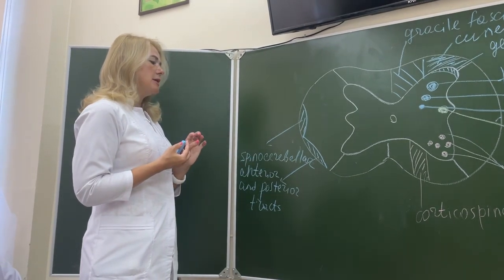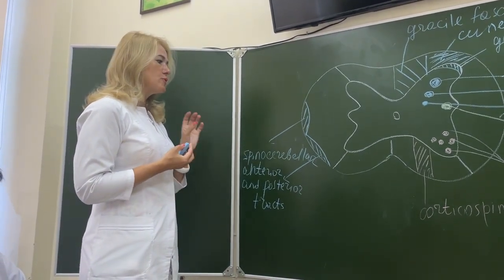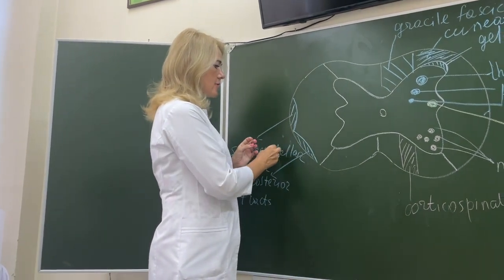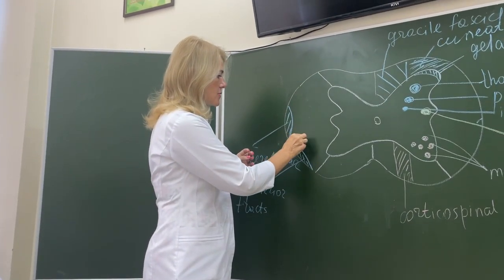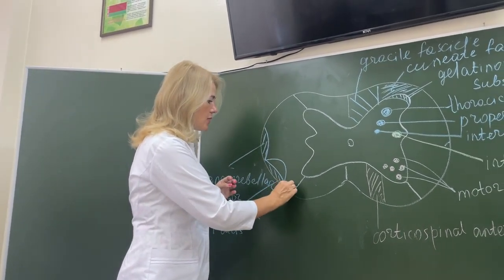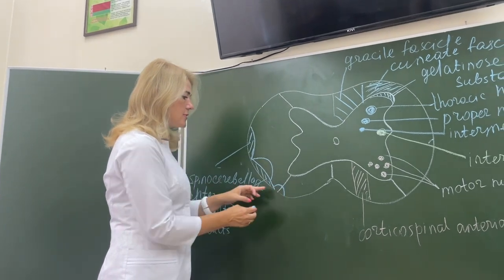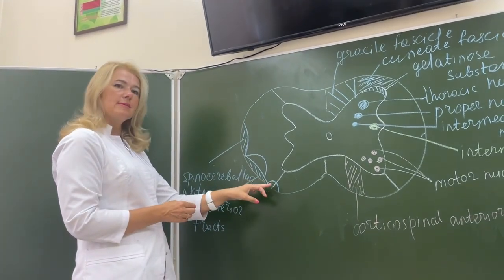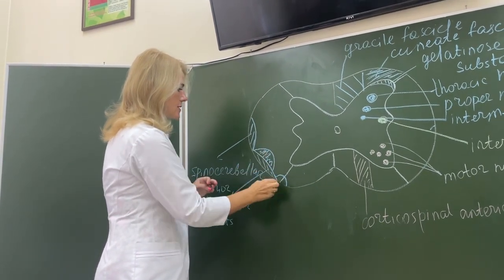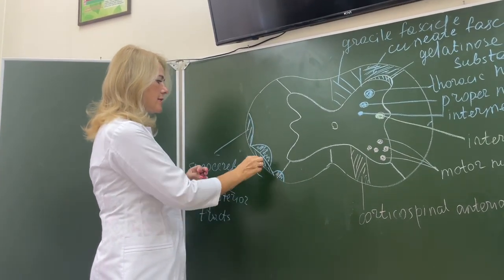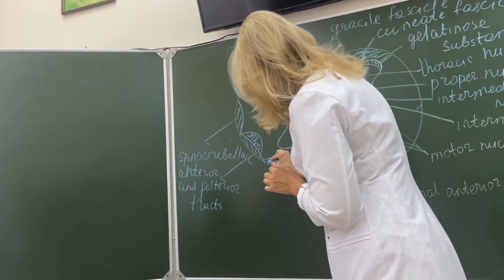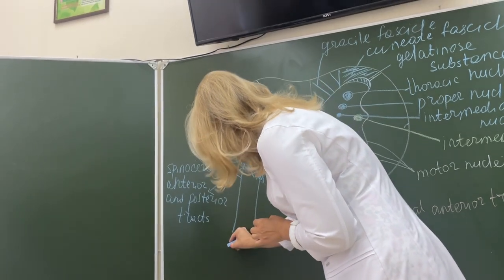The next tracts are also sensitive tracts, and the first of them is located here. It's called the lateral spinothalamic tract, and one more is located there. You see, it's nearly between two funiculus. They are the spinothalamic anterior and spinothalamic lateral tracts. Spinothalamic tracts.